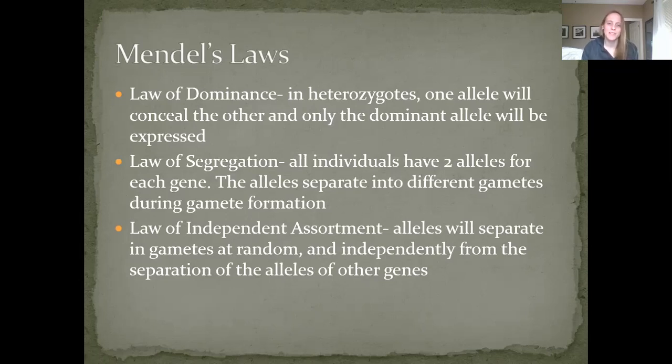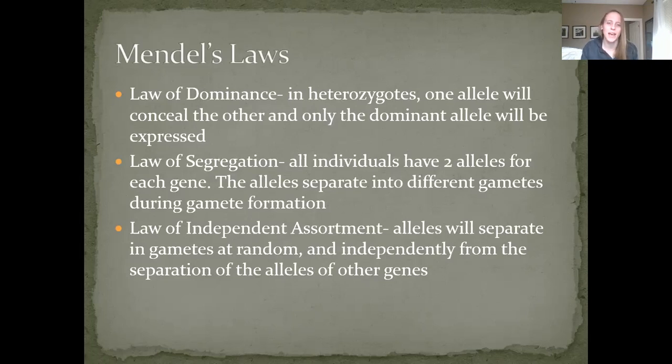He also came up with the law of segregation, which says that, again, all individuals have 2 alleles for every gene, and when gametes are formed, those alleles will be separated into different gametes. Therefore, in the end, you always end up with 1 allele from your mom and 1 allele from your dad, 1 from the sperm and 1 from the egg.